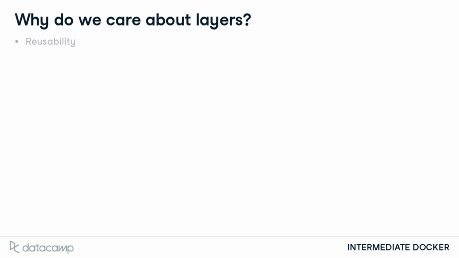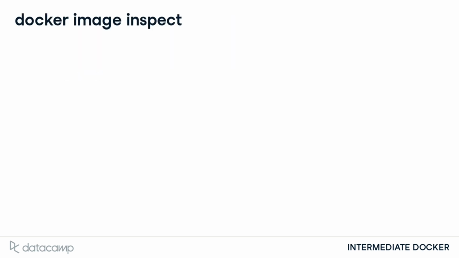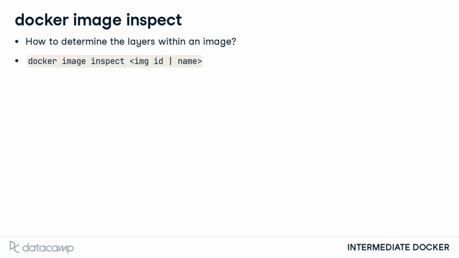You may wonder why we care about reusing layers. There are two primary reasons: faster build times and builds taking up less space. How can we determine the layers that exist within an image? We can do this using docker image inspect with the image ID or the name of the image.